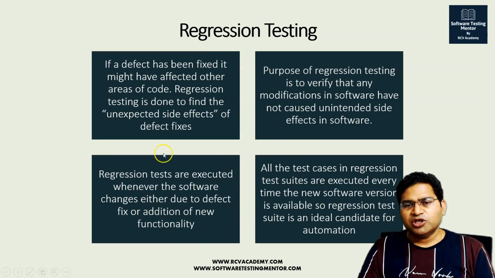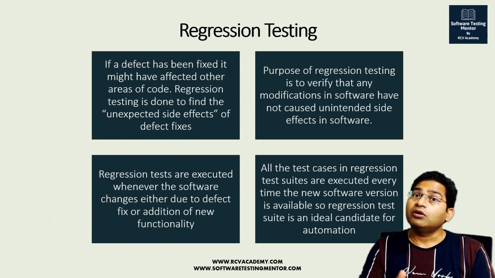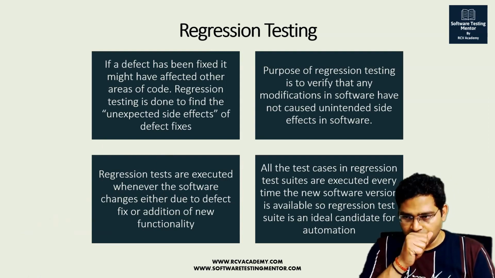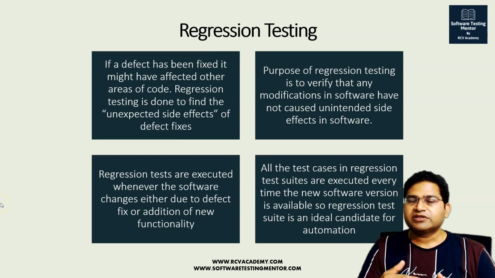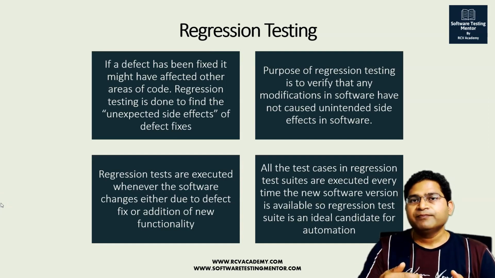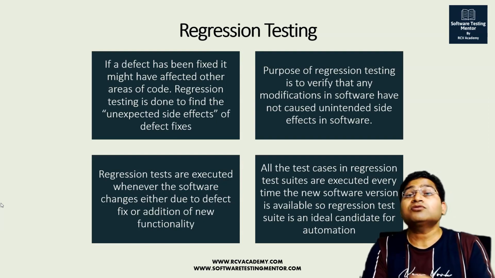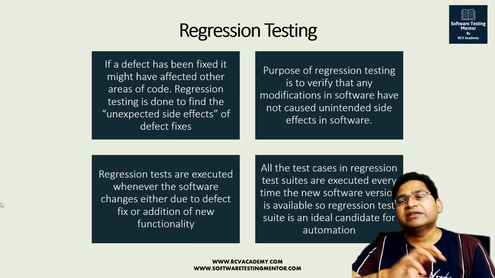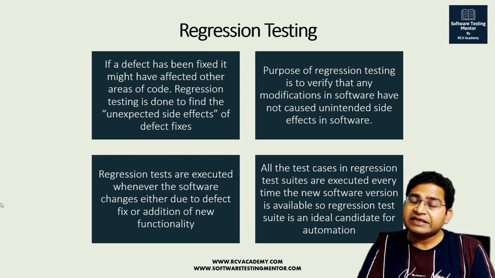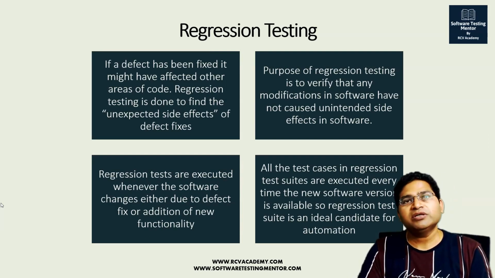So the third point, you can see regression tests are executed whenever the software changes due to a defect fix or addition of new functionality. So if this was the defect fix, now tomorrow, say for example, apart from Twitter, there is another social media account or another login possibility that will be added. That's addition of new functionality. So that can also impact the whole login module, so that will again require the related test cases around the login module to be re-executed, and that's another area wherein you will be doing regression testing. So any defect fix or any addition of new functionality could trigger regression testing.